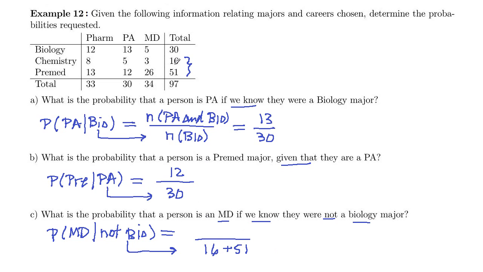And then out of these two rows, we want to know how many became MDs. Well, that's these guys here, 3 plus 26. Those are the MDs that are in the last two rows. So desired out of the restricted total, but still desired out of total. So this is 29 out of 67. And we'll just leave those as fractions. We could change to percentages, but fractions are good too.